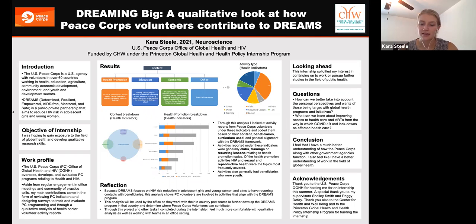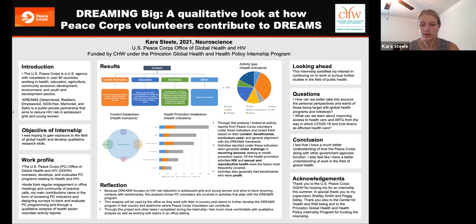Through this analysis, as I said before, I looked at the activity reports that Peace Corps volunteers recorded under a subset of the Peace Corps indicators, and I coded them based on their content, the beneficiaries, the curriculum used, and general alignment with the DREAMS framework. To reiterate, the activities reported under these indicators were generally clubs, trainings, or recurring lessons, which means the volunteers were having repeated contact with the beneficiaries. The topics of these activities were primarily related to health promotion, and specifically HIV and sexual and reproductive health. I also found that generally the beneficiaries of these activities were youth.